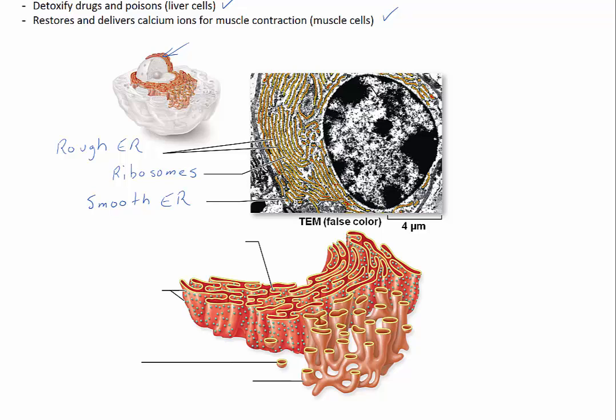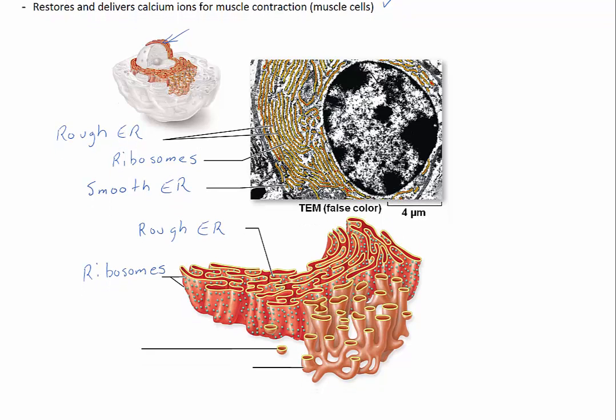So again, in a stylized version, here is the rough ER. These are the ribosomes from which the rough ER gets its name. And this is the smooth ER, which does not have any ribosomes on it.